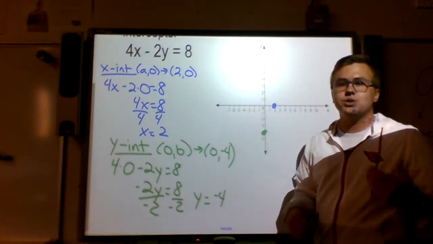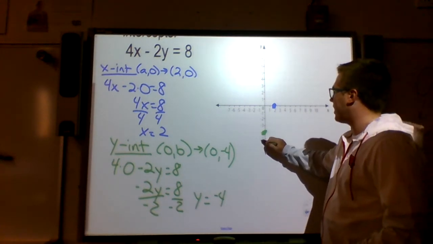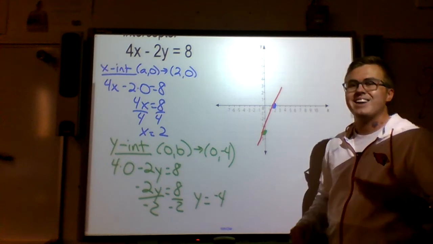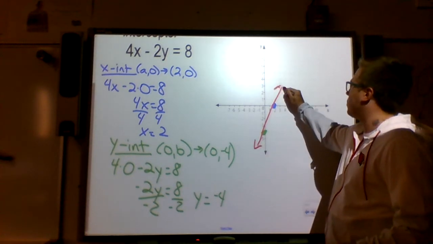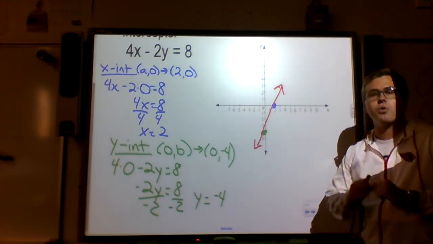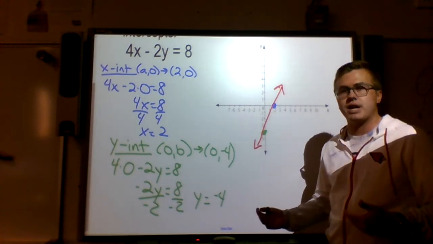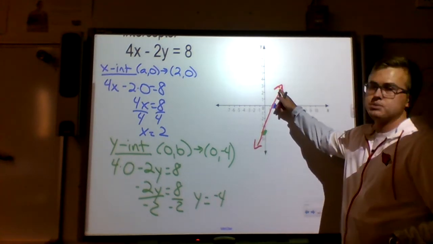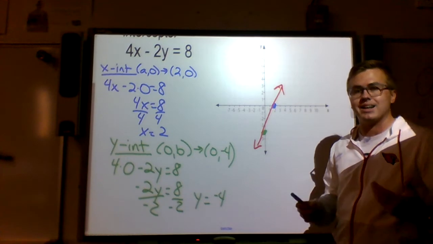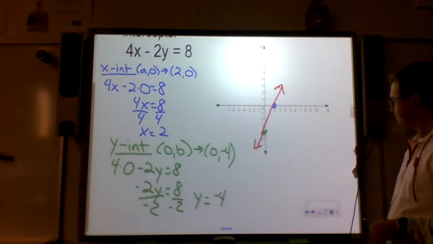And then the last thing that I do, anytime that we're drawing a line, we want to make sure that we actually draw the line between those 2 points. And make sure whenever you're drawing a line, you need the arrows on both ends because you're telling us that we're going infinitely in both directions. If you don't have those arrows, that means you're saying it stops right where that line ends, wherever that line ends. So make sure you remember those arrows.